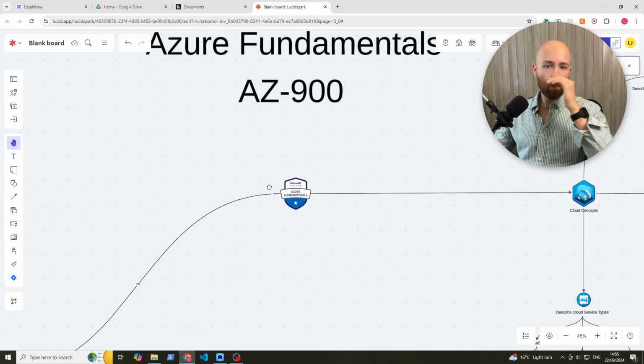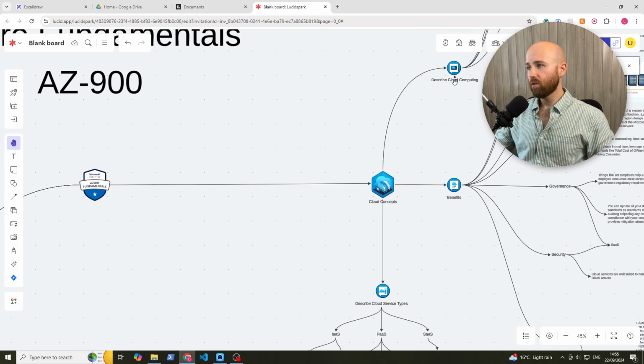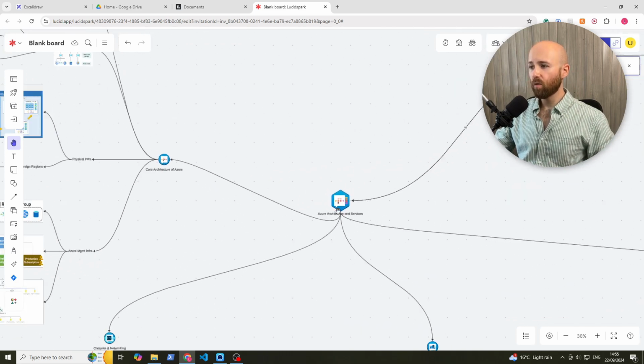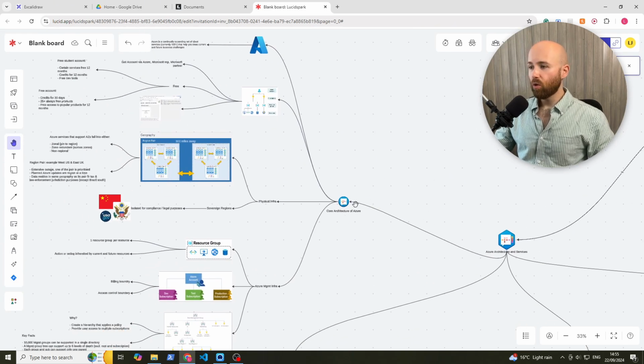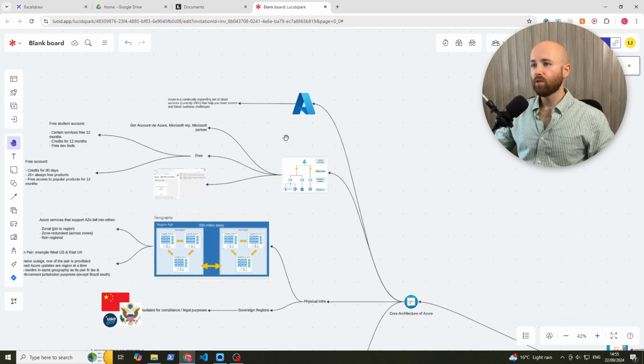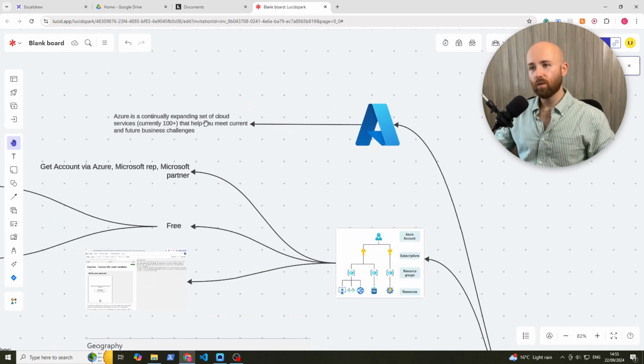Azure Fundamentals. Previously we've covered cloud concepts, describe, benefits and the service types. Today we're moving on to Azure architecture. Specifically we're going to talk about the core architecture of Azure. So to start us off, what is Azure? Well, it's a continually expanding set of cloud services. It's currently over 100. They help you meet current and future business challenges.